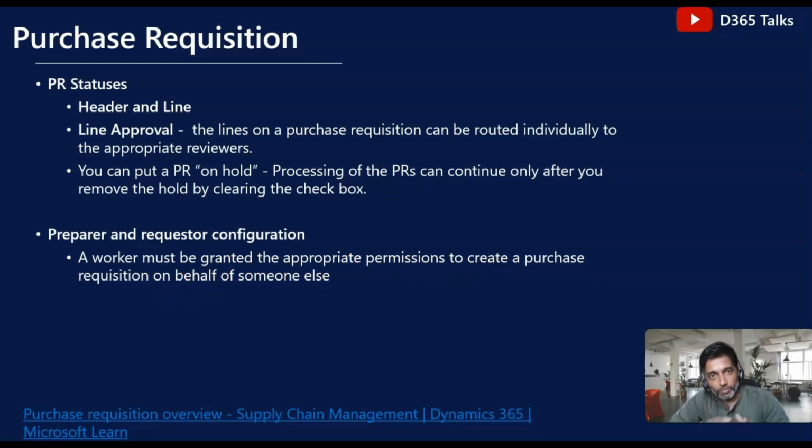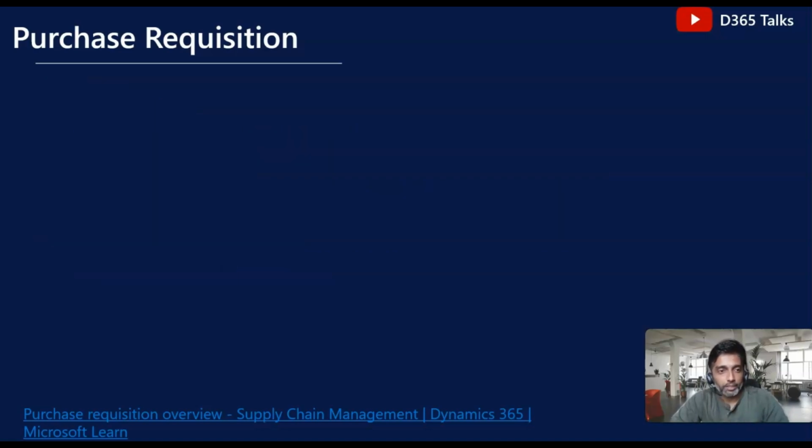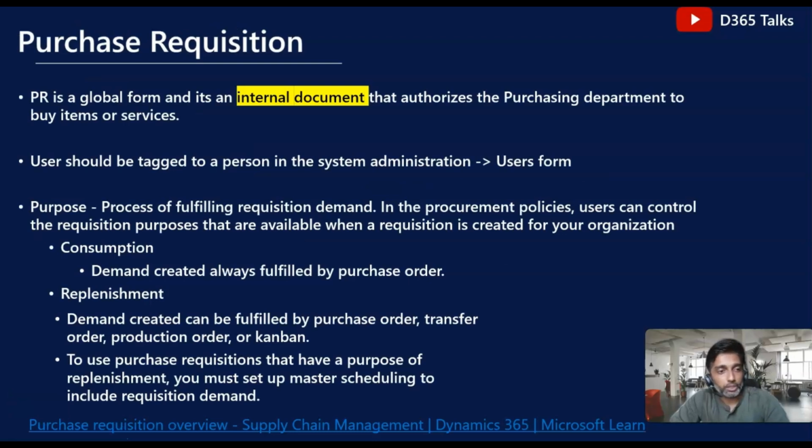So at a very high level, we discussed what a purchase requisition is, what the types of purposes are, especially purposes of consumption or replenishment. We will also see how to configure it in the purchase policies, maybe in the next episode. And we also understood how to create a purchase requisition, get it approved, add the lines, and we also saw that whatever changes we made in the product procurement catalog get published. Once the catalog is published, it gets reflected in your purchase requisition form.